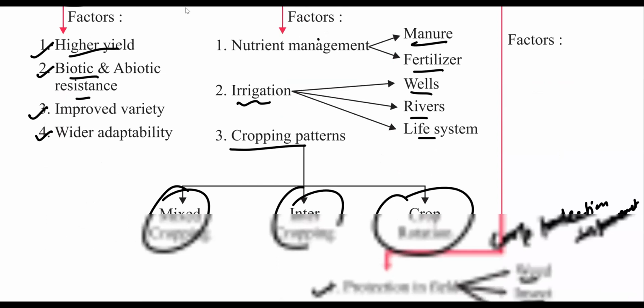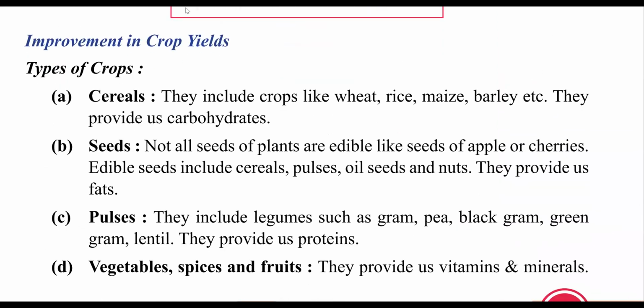First one is that there are different steps, for example, improvement in the crop yield. For example, type of crop: we have cereals, seeds, pulses, vegetables. There are different types of crops, like wheat, rice, maize, barley, etc. They provide carbohydrate. Seeds, such as the seeds of apple or cherries, are edible, and these seeds are generally used for getting oil. Edible seeds include cereal, pulses, oil seeds, and nuts, like groundnut.